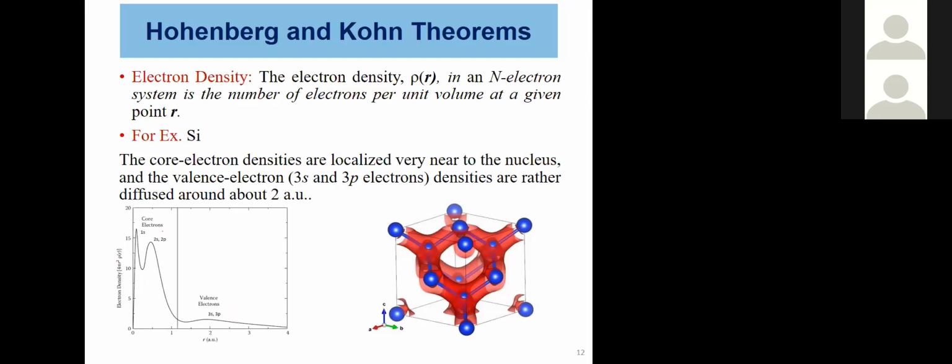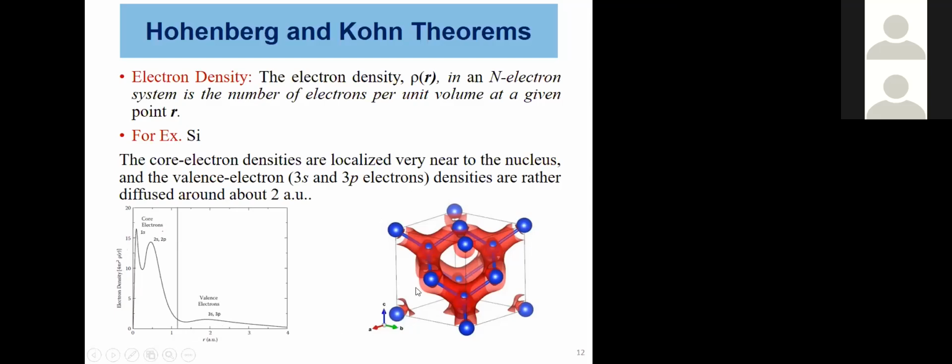So for any system which has n number of electrons and a volume V, the electron density will be simply n by V. Here you see an example for the silicon atom. Silicon has core electrons 1s, 2s, 2p, and the valence electrons are 3s and 3p. The core electrons are near the nucleus, and the valence electrons are far away from the nucleus, at around 2 atomic units of distance.